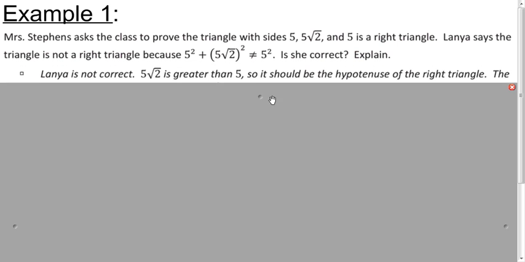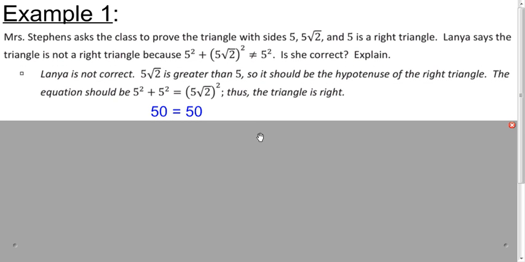Well, the student's incorrect, but she has the right idea. She knows that we have to plug into the equation a squared plus b squared equals c squared, because if they satisfy that equation, then it is a right triangle. But we know that c has to be the hypotenuse, and that's the longest side. So unfortunately, she put 5 in for the hypotenuse, and 5 times the square root of 2 is the longest side. So when we do it the correct way, we get 50 equals 50, so it's the right triangle.